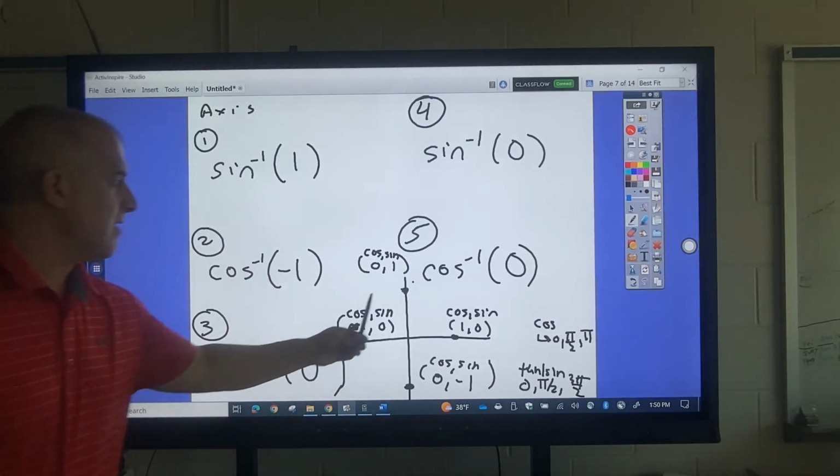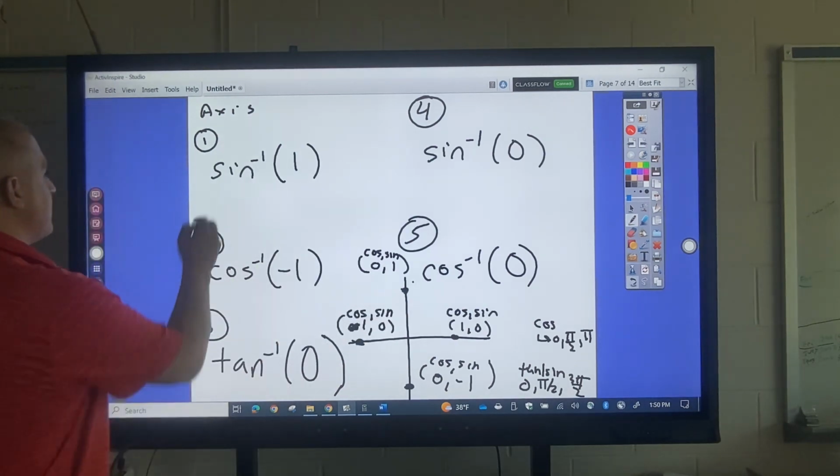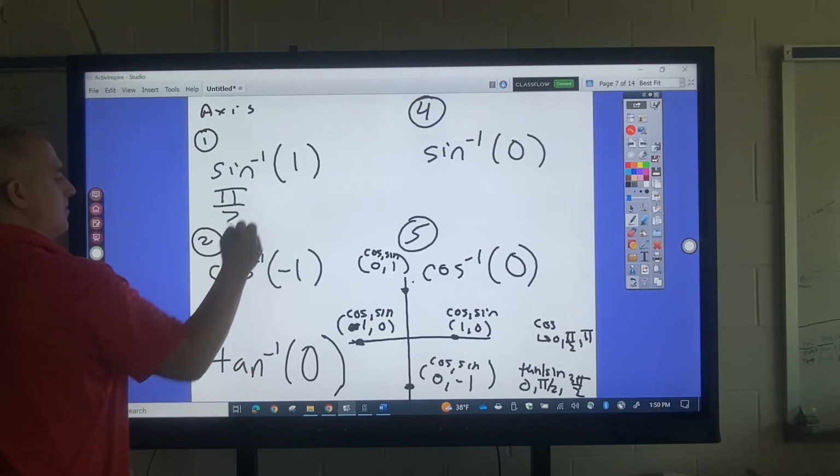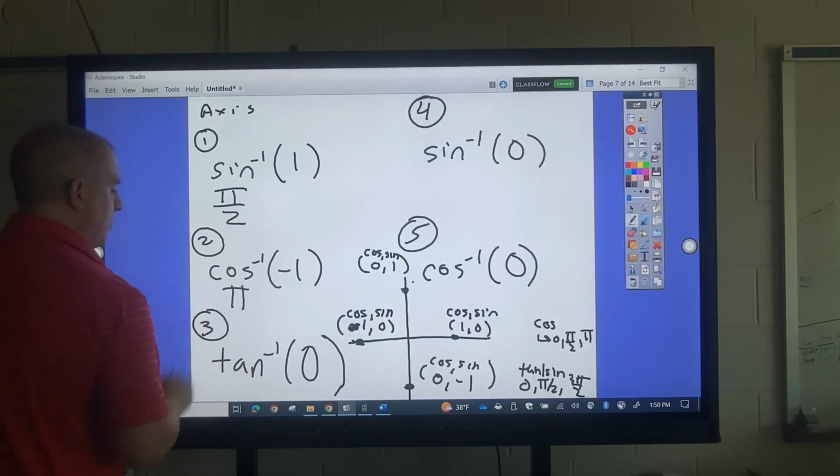Okay, so where is the sine function 1? Well, that would be right there. That's easy. That's pi over 2. Where is cosine negative 1? Well, that's right there. That's just going to be pi.